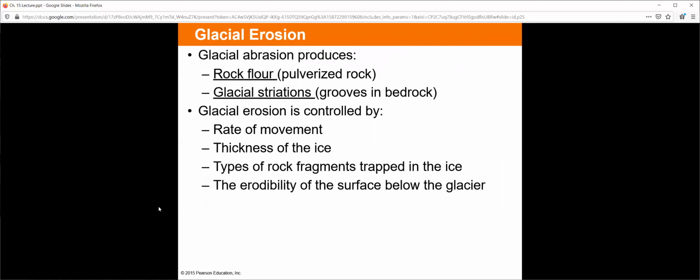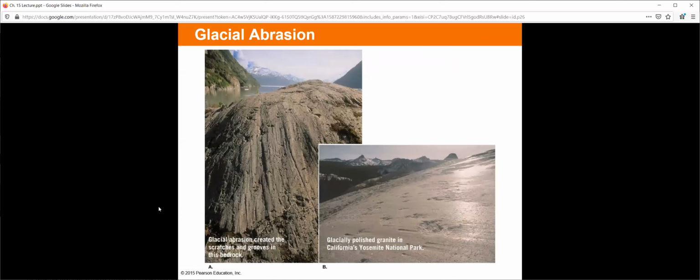Glacier abrasion, the sandpaper one, produces rock flour or pulverized rock, and glacial striations or grooves, cuts in bedrock. Glacier erosion is controlled by how fast the glacier is moving, how thick it is, the type of rock fragments that are caught up in the glacier, and of course the erodibility of the surface below the glacier. The stronger the material, the less likely it is to be eroded.